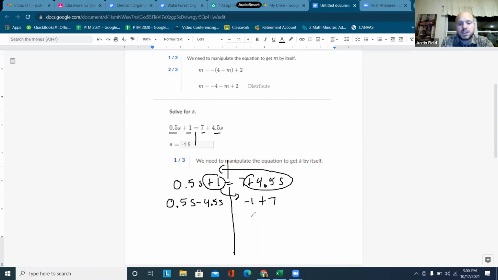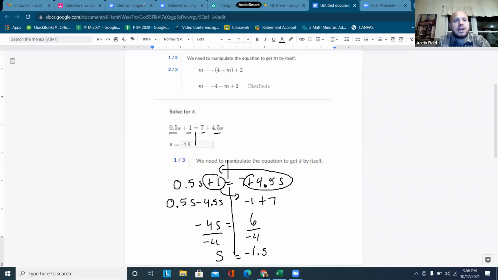So -1 plus 7 is 6. 0.5 minus 4.5 ends up being -4. And then we divide both sides. Simple one-step equation here. So then we get s equals 6 over 4 is like 1.5. And that's a -1.5 because of the -4. Oh, was that the right answer? Hopefully that's the right answer up there.